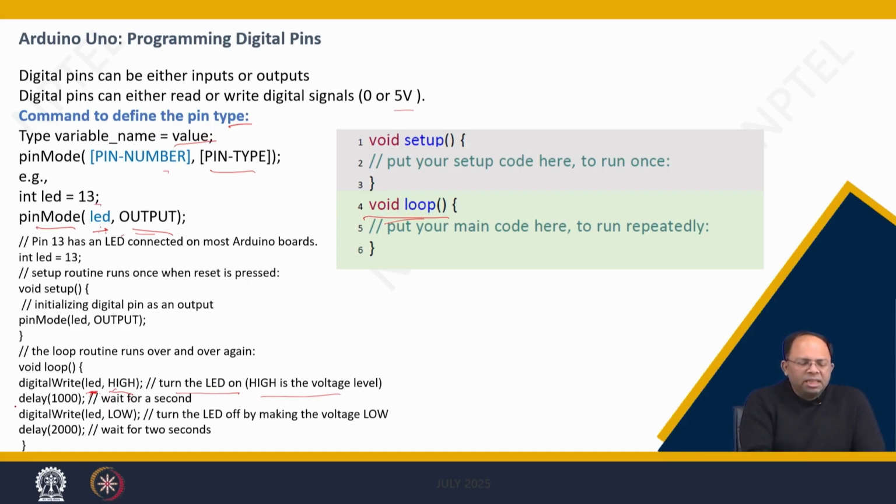After that, my next command is delay 1000. Here 1000 means 1 second, right? So delay 1000 means wait for 1 second. That means once it glows, it will wait for 1 second, and then it will say digitalWrite LED LOW. So then it will turn the pin to low value. Low means it turns the LED off by making the voltage low. Then again give a delay of 2 seconds, 2000, and then it will keep on going in a loop. So it will glow for 1 second, then turn off for 2 seconds, and it will keep on continuously doing it.